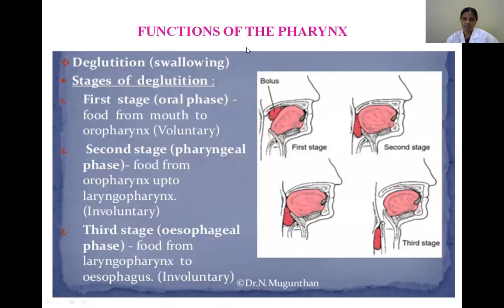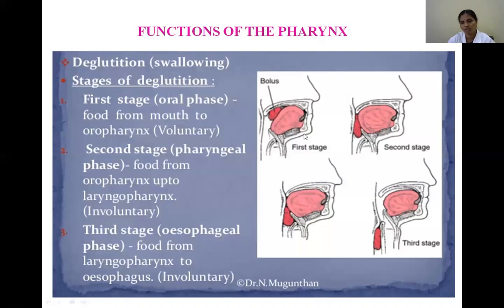Then what are the functions of the pharynx? The pharynx is related to the nasal cavity and oral cavity, so it is common for both the food and air passages. Then the other important function: the movement of the pharynx is important in swallowing. Usually swallowing occurs in three stages. The first stage occurs in the oral cavity, the second stage in the pharynx, and the third stage in the esophagus.